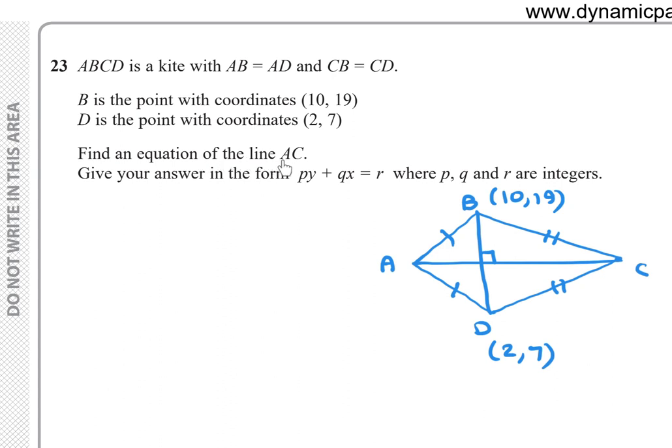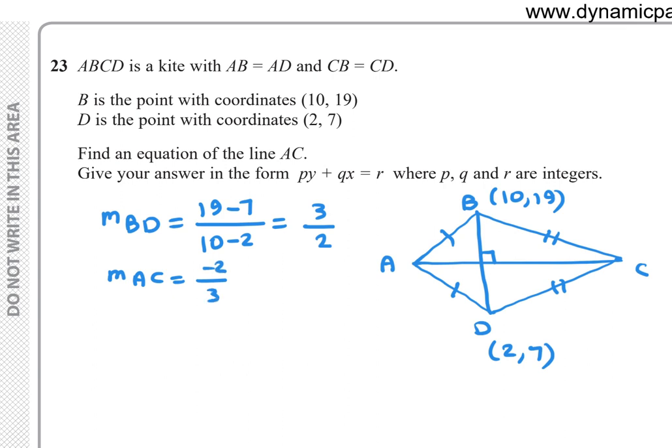Find the equation of the line AC. AC is perpendicular to BD. So the gradient of AC is the negative reciprocal of the gradient of BD. So we need to find the gradient of BD first. Change in y over change in x, so 19 minus 7 over 10 minus 2 equals 3 over 2 as a fraction in simplest form. So the gradient of AC equals negative 2 over 3.